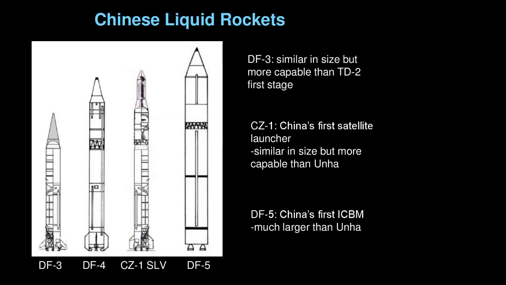I think it's useful just to go back and look, as an example, at the development of Chinese liquid-fueled rockets. They started with the DF-3, which is something like the first stage of the Unha, or the Taepodong 2, although it's more capable in many ways, uses a different propellant, and is lighter weight. The second step was to put a second stage on that, to get what they called the DF-4. They then took those two and put a small third stage on it and got what they called their CZ-1, or their Long March 1 space launch vehicle, and that was what put China's first satellite in orbit.